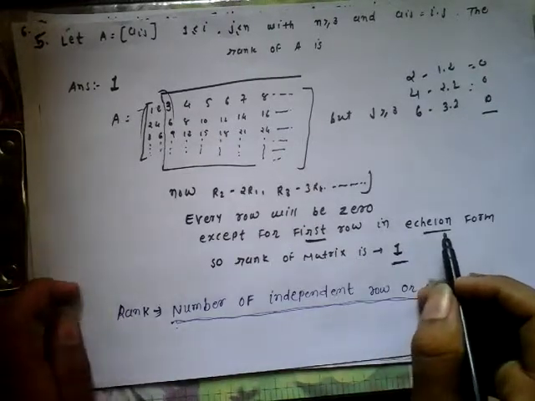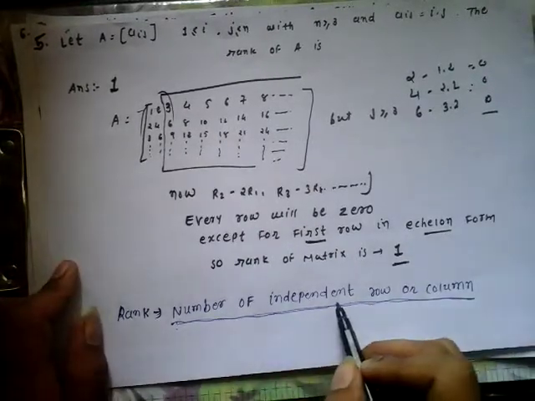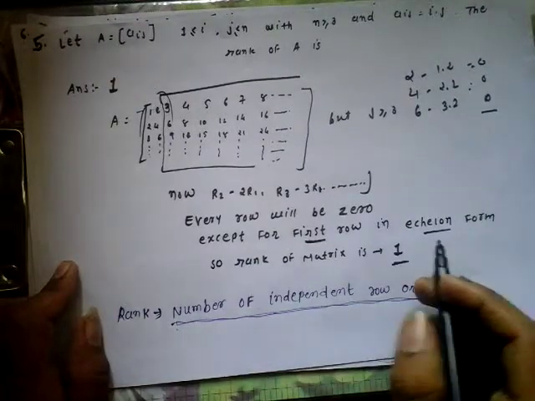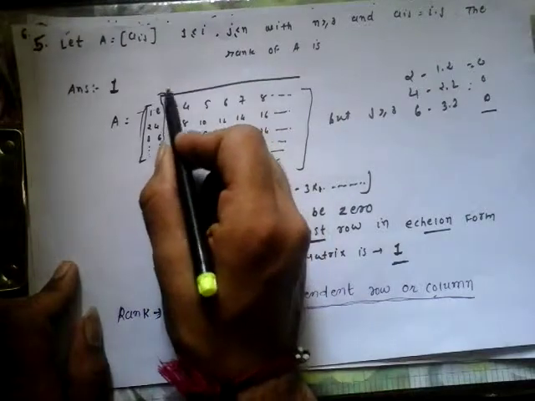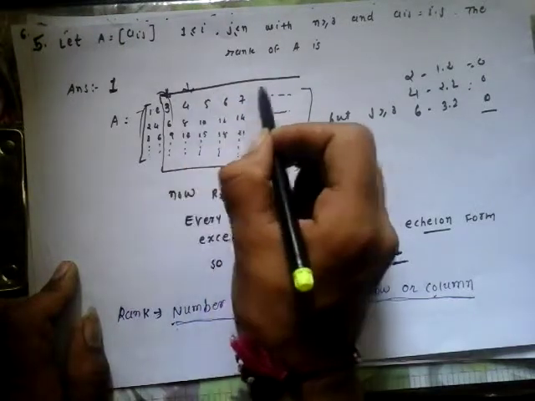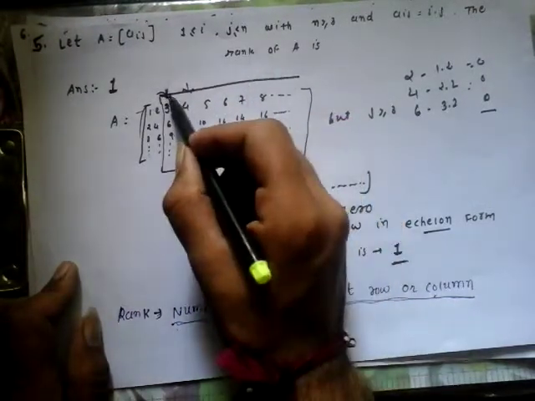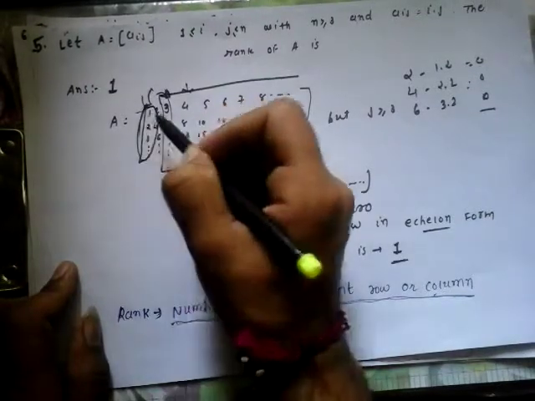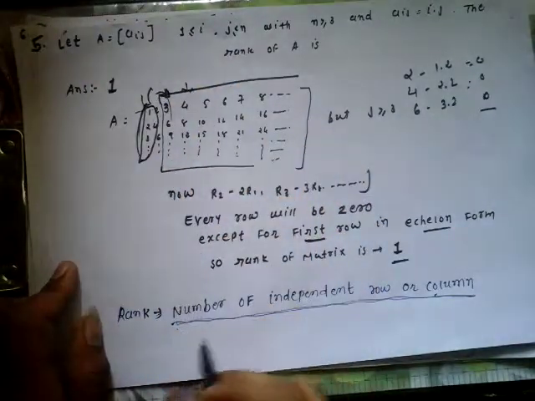And also, you know what is rank? Number of independent rows or columns. Here the independent row or column is only 1. Suppose your third row or fourth row, only one column is independent and all other columns depend on this one column. Got it? So the rank of the matrix will be 1.